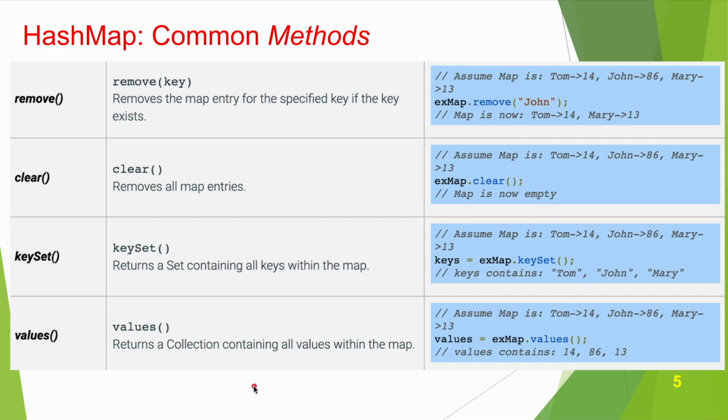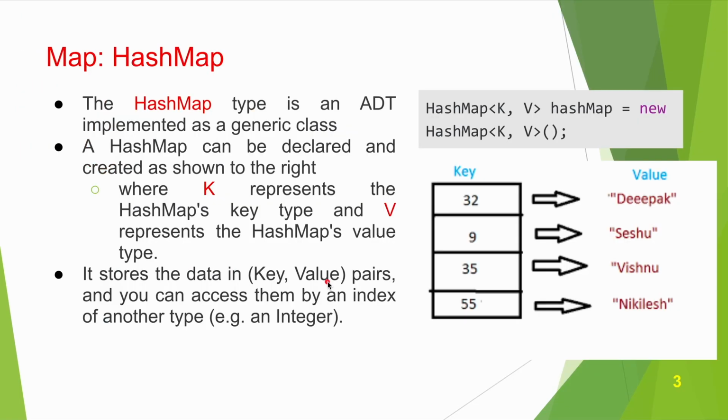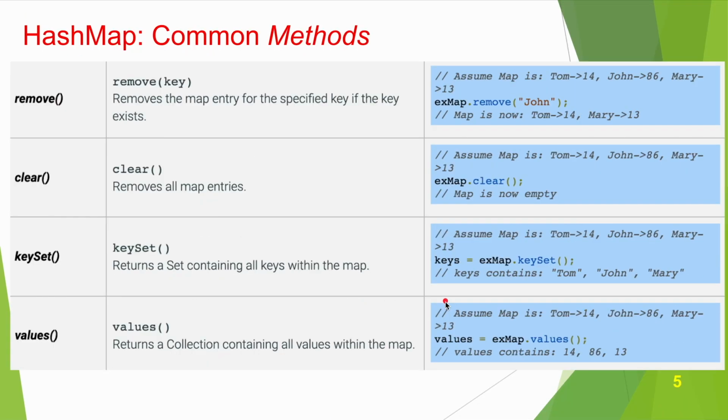Let's see some more common methods. Remove(key) removes the map entry for a specified key if the key exists. Clear removes all the map entries, and keySet returns a set containing all keys within the map. For example, if we use keySet, then it will return all these keys together. Values returns a collection containing all values within the map.